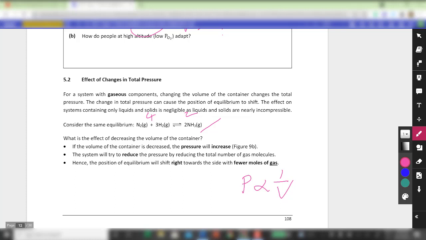But in order for me to re-establish the equilibrium, the position of equilibrium needs to shift to the right, in order to mitigate the decrease in volume, meaning the increase in overall pressure, because I need to achieve the middle ground. I can't shift left. If I shift left, I'm going further and further away. The overall pressure shoots up. So I have to shift right.